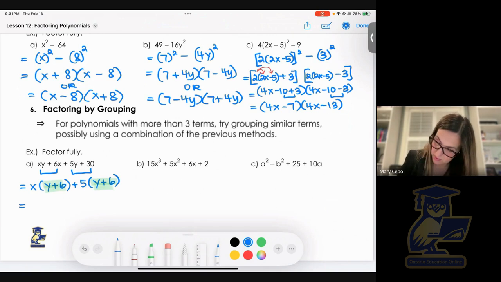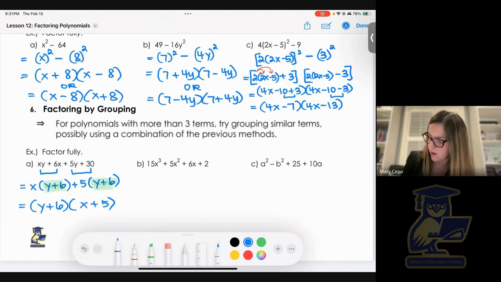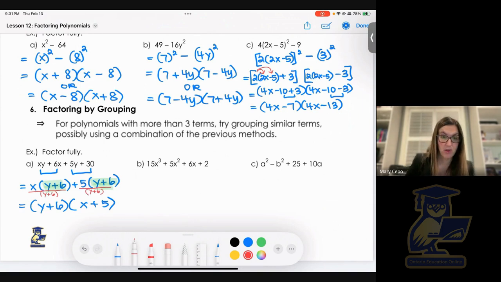So similar to when we were using decomposition, we know y plus 6 is common, and then we're left with x plus 5 to go into the second bracket, because that would be our common factor. Sometimes we can't see that, but you're following the same idea. If you divide this by y plus 6, and you divide that by y plus 6, that would be common, and therefore we're left with x plus 5.